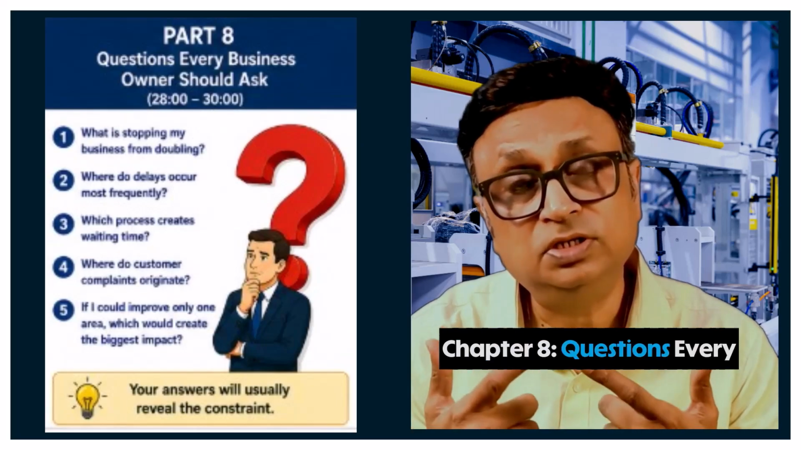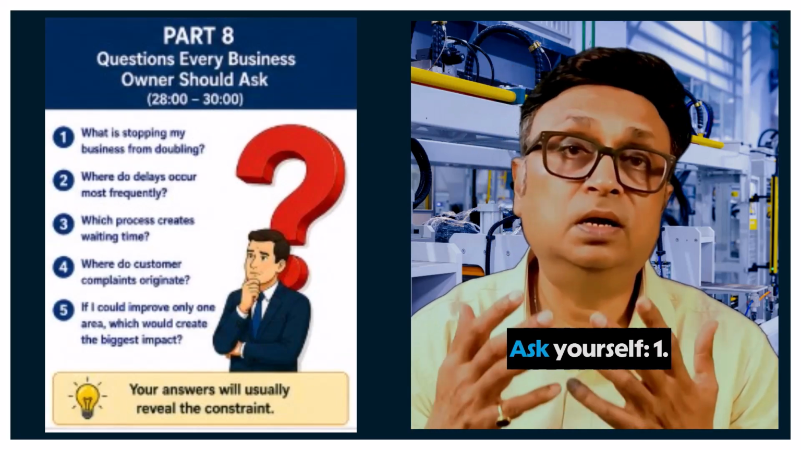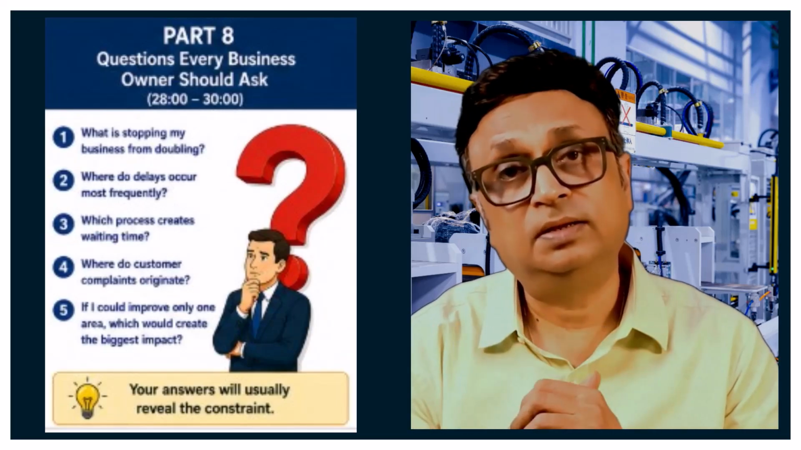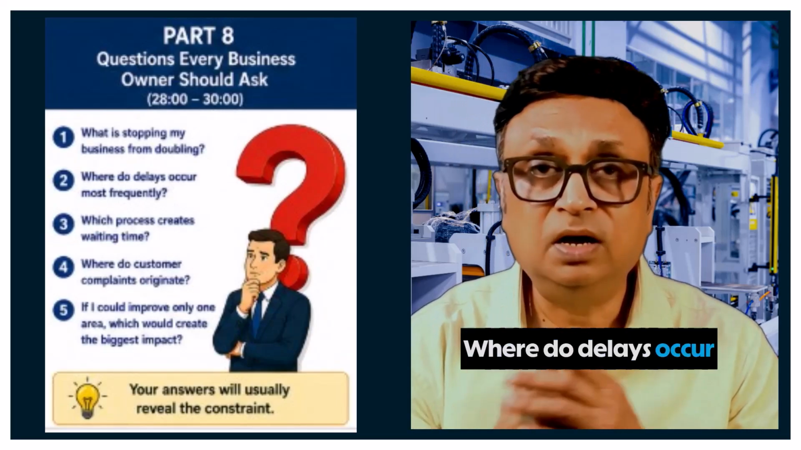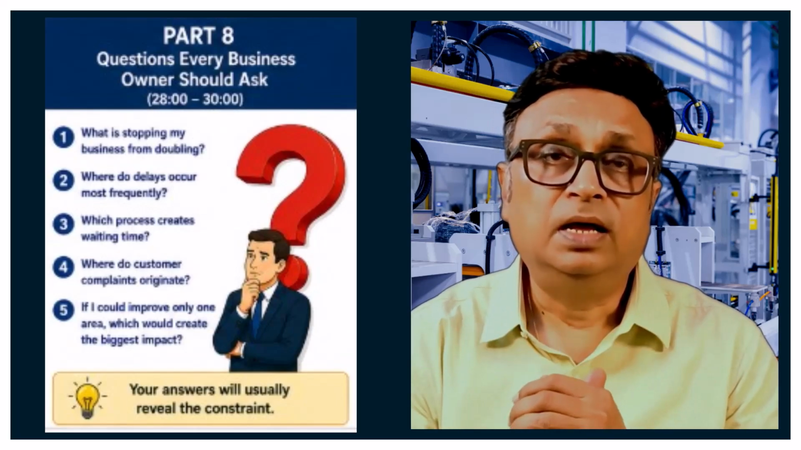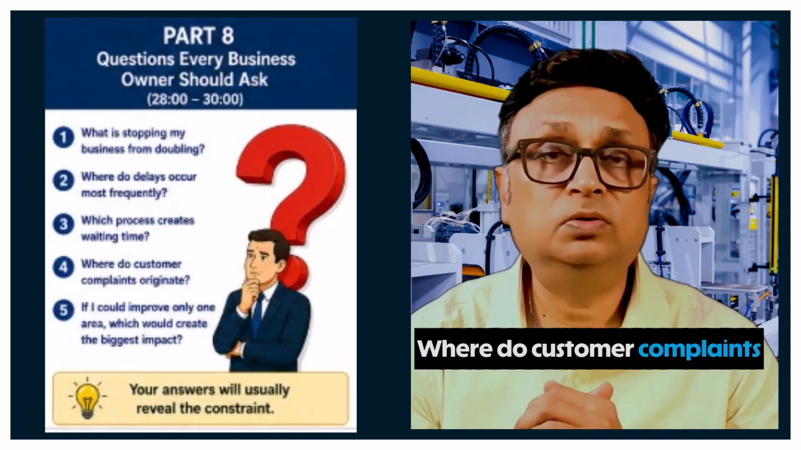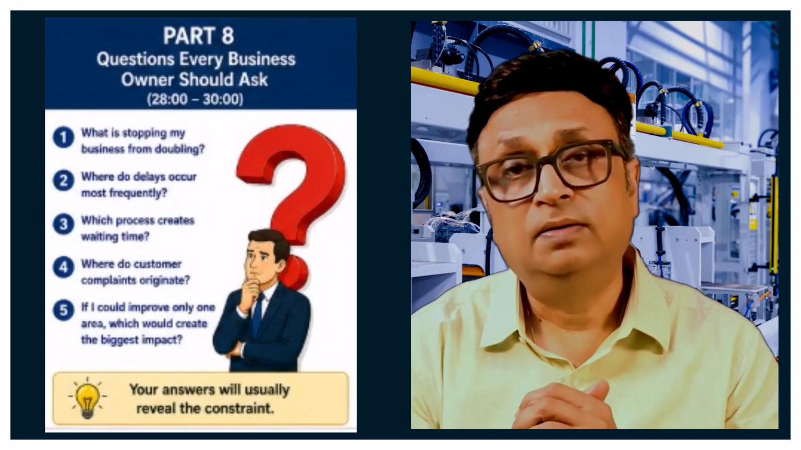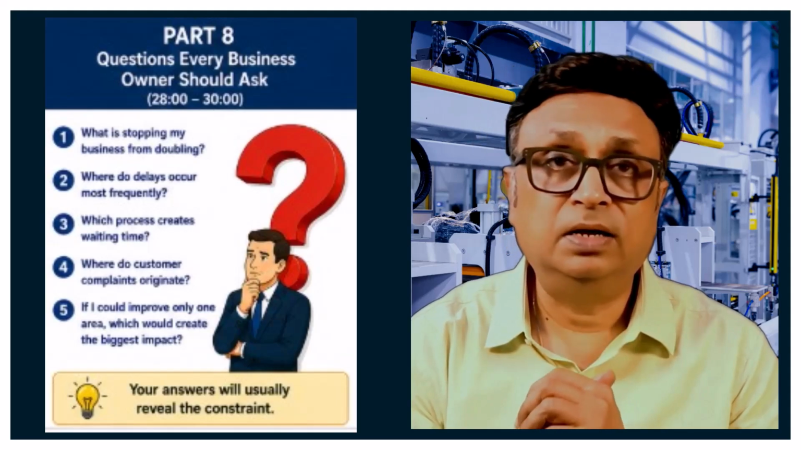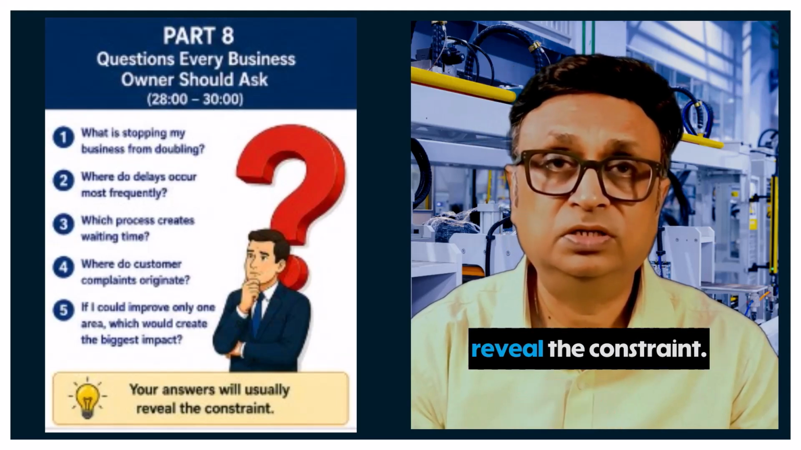Chapter 8: Questions every business owner should ask. Ask yourself: 1. What is stopping my business from doubling? 2. Where do delays occur most frequently? 3. Which process creates waiting time? 4. Where do customer complaints originate? 5. If I could improve only one area, which would create the biggest impact? Your answers will usually reveal the constraint.